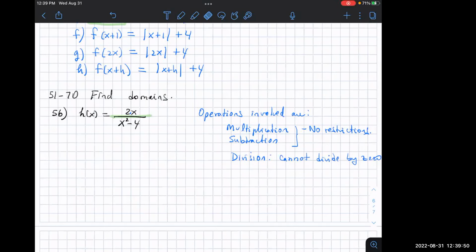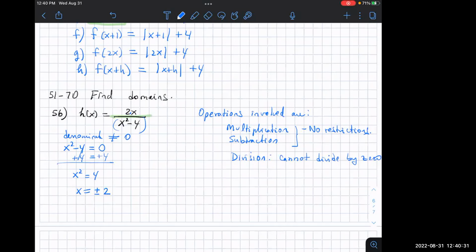You cannot divide by 0. So that means you look at the denominator, x squared minus 4, which cannot be 0. So what you do is you find when it is 0 and then you take away those points. So x squared minus 4 is 0 when, I guess we can isolate the x, when x squared equals 4. So that means that x must be plus or minus 2. Don't forget the plus or minus.